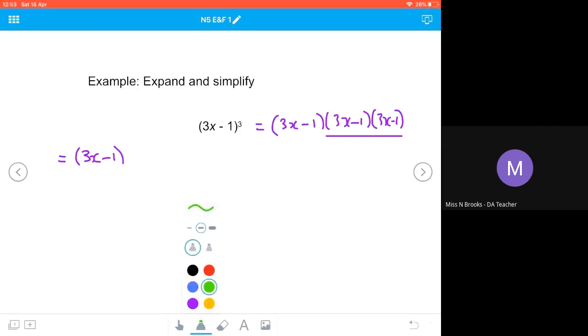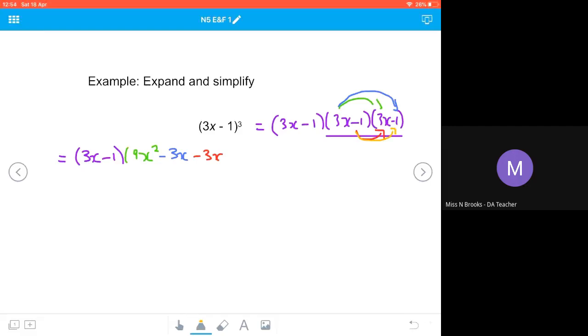So the first thing we're going to do is 3x multiplied by 3x, and that's going to give us 9x squared. So that was our first. O is for outside, so we're going to multiply the 3x times the negative 1 at the end. That's going to give us minus 3x. Then we're going to multiply our insides, so the inners, the I of FOIL. Negative 1 times 3x gives us minus 3x. And then we're going to do the last terms of each of our brackets. And negative 1 multiplied by negative 1 is going to give us a positive 1.